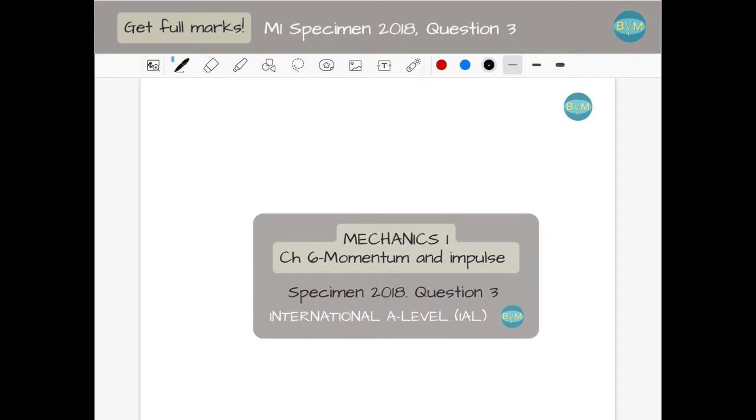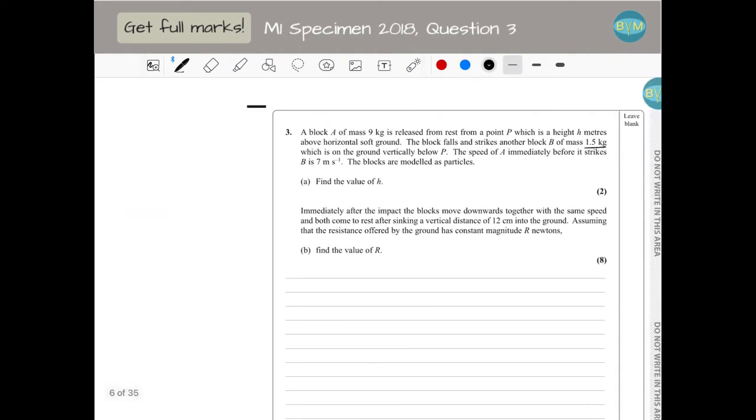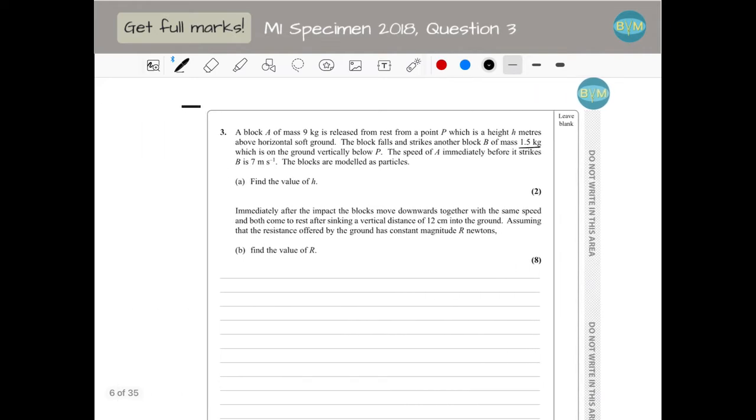Hello, I have here question 3 on the Specimen 2019 paper. It's a Mechanics 1 question, and I say here it is momentum and impulse, but really it's a mix. So it's momentum and impulse, but you can see that you have some SUVAT and some forces. So I'm going to show you how to get full marks in this question.